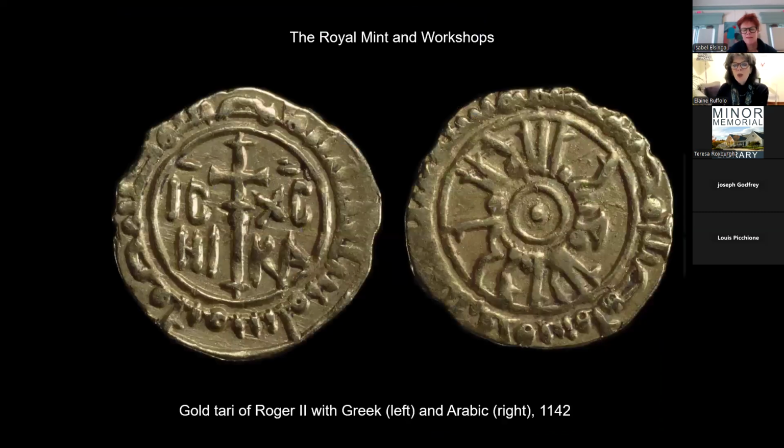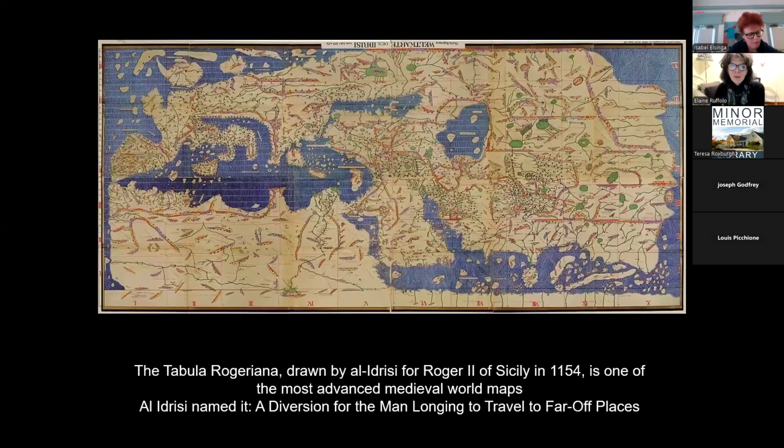Even the coinage will reveal their duality, with Arabic on the right and Greek on the left. Or the Tabula Rogeriana, as it's called, was drawn by a man named Al-Idrisi in 1154, who stayed at Roger's court for 18 years and worked on commentaries and illustrations. I mean, thanks to these Islamic merchants and explorers, information was brought to the Normans, and it was the most accurate map of the world in pre-modern times.